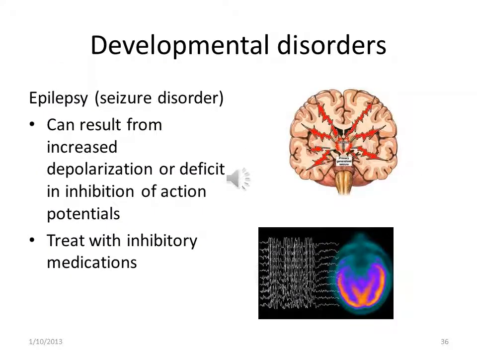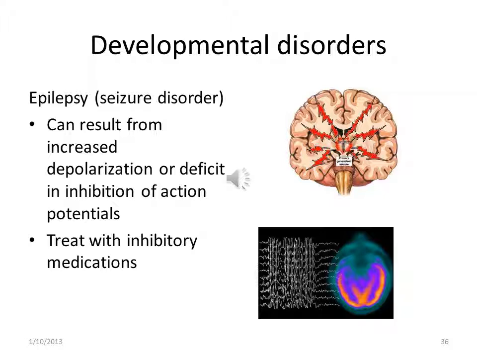Our last slide in this presentation describes epilepsy, or seizure disorder. This is a condition in which there are multiple reoccurring seizures. It's possible to have one seizure, for example, from a brain tumor or a CVA or something, but that does not constitute epilepsy. Epilepsy is where there are recurring seizures.